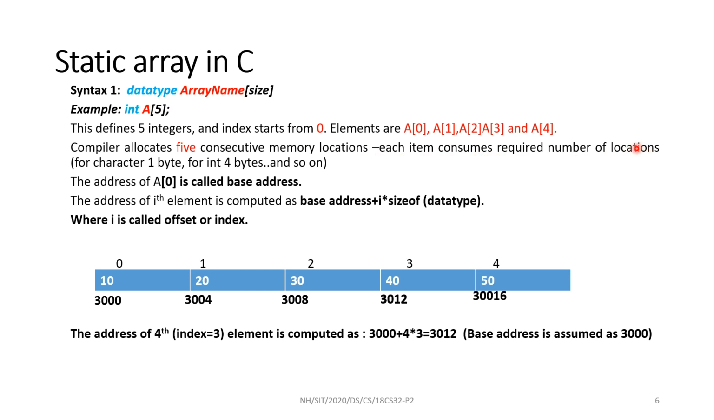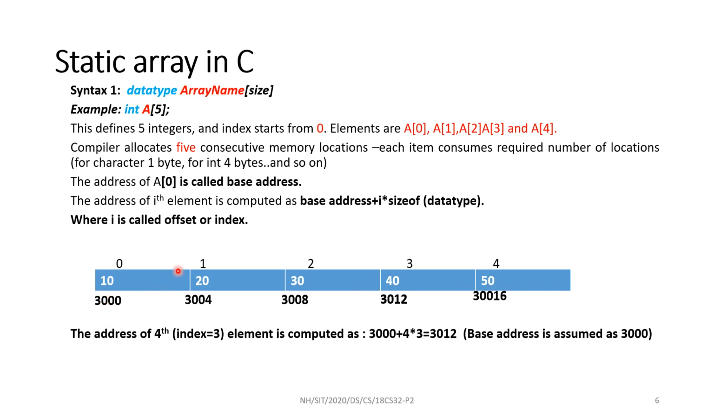In case of character, just 1 byte of memory. In case of integer, 4 bytes of memory. For example, for this array A, the compiler got these many free locations to put 5 data elements. So the address of the first element is 3000. We can refer to this as the base address of the array.